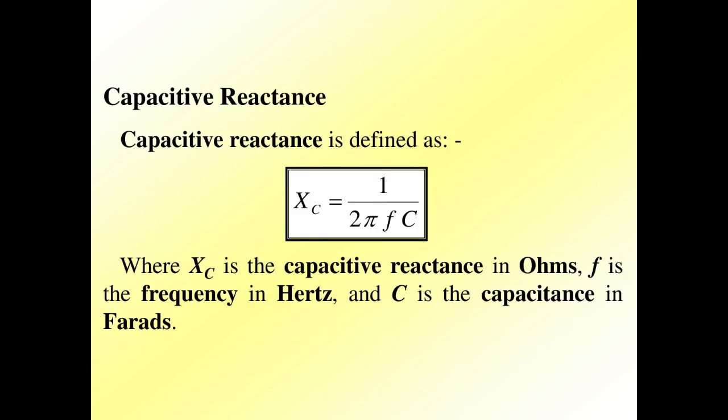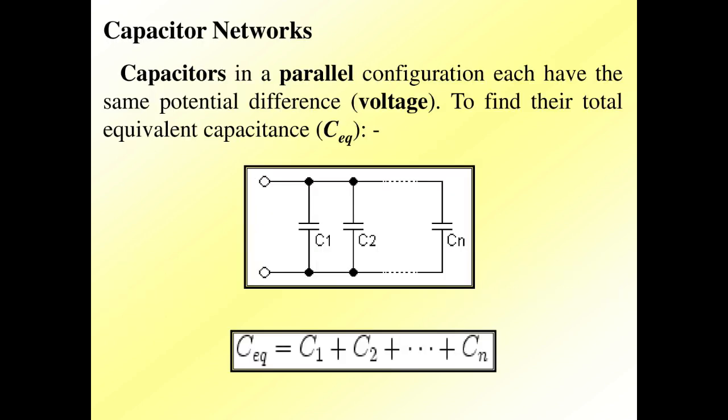Capacitive reactance. Capacitive reactance is defined as Xc is equal to 1 over 2 pi f C, where Xc is the capacitive reactance in ohms, f is the frequency in hertz, and C is the capacitance in farads. Capacitor networks. Capacitors in a parallel configuration each have the same potential difference, voltage. To find their total equivalent capacitance, Ceq, we need to add the values of each of them.